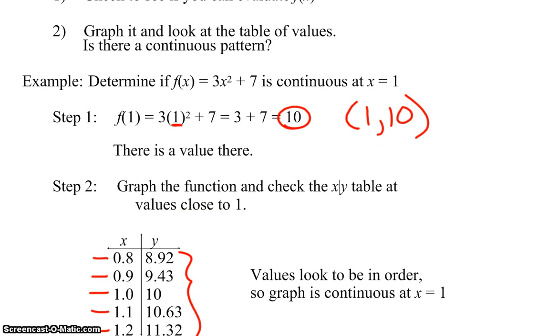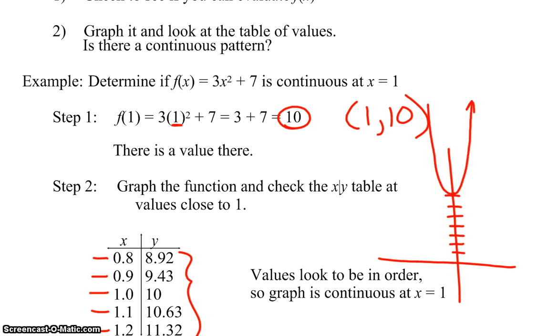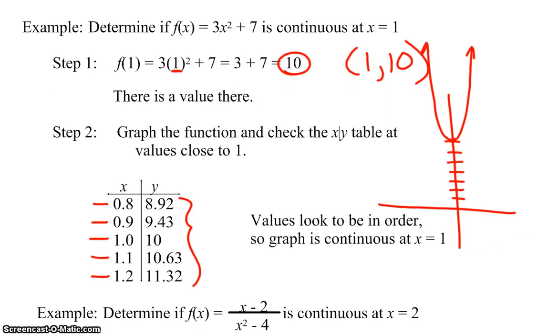If we actually graphed this function, it would have looked like this. It would have been a parabola that had been shifted up 7, and the amplitude was 3, so it was very narrow. So the point did exist at (1, 10).